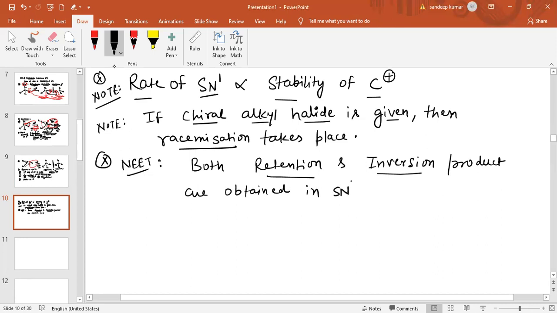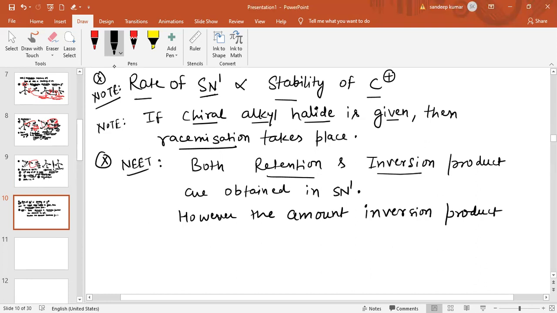However, the amount of inversion product formed is more. The inversion product is formed in more amount. Please note that point. This is very important.